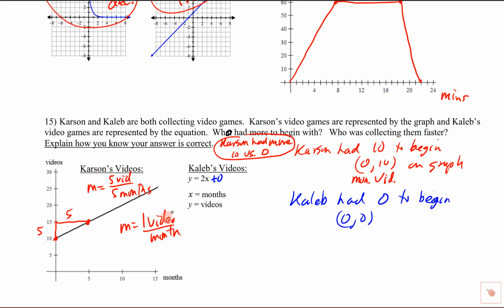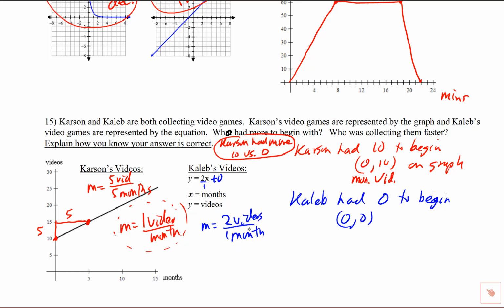Okay, so we've got that one taken care of. Now let's come over here and let's figure out what's going on this one. I'm going to switch colors so we can look at Caleb. So when we talk about how fast Caleb is collecting videos, what we're talking about is the rate at which he's collecting them. So that's going to be the same as the slope. Remember, when somebody says rate, you want to think slope. So on this one, this is going to be 2, and the units are going to be the same as what we have here on Carson's videos. So this is going to be 2 videos per month. So remember, this is like having 2 over 1, so that's going to be 2 videos every month.